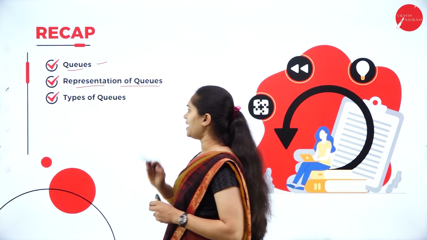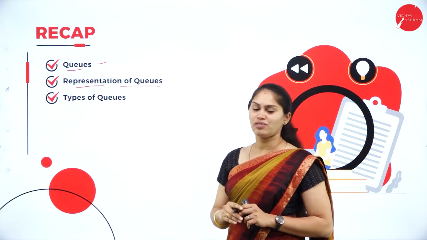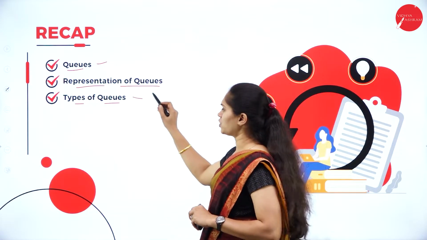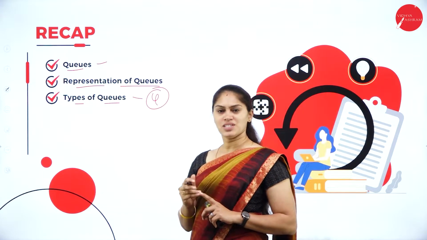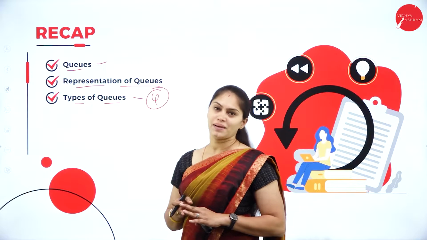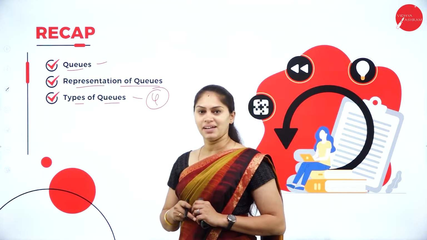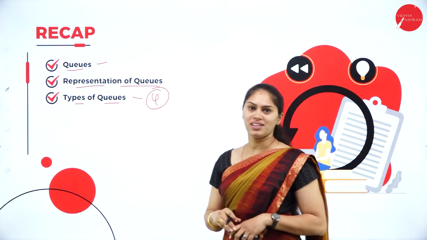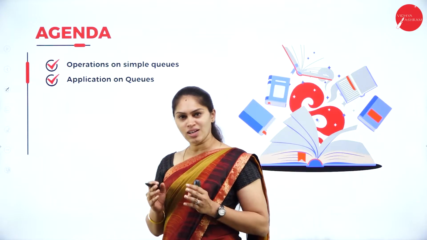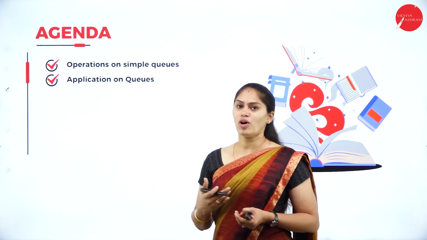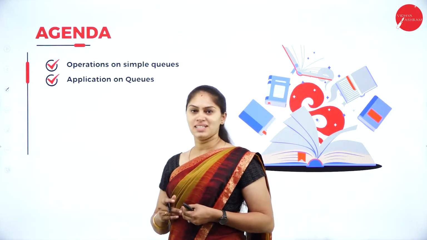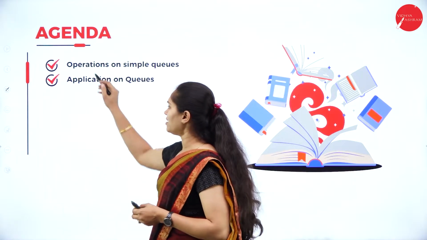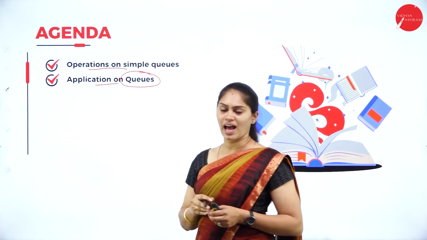We also got to know about the representation of queues by making use of a linear array or single dimensional array. I also discussed the types of queues. Totally we have 4 types of queues: simple queue, circular queue, priority queue, and at last the double-ended queue. I also discussed the operations that can be performed on a queue. In today's session, we're going to learn about the operations which can be performed on queues in depth. That means I will be discussing NQ and DQ along with their algorithms. At last, we are going to learn about the applications that we can have on the queue.